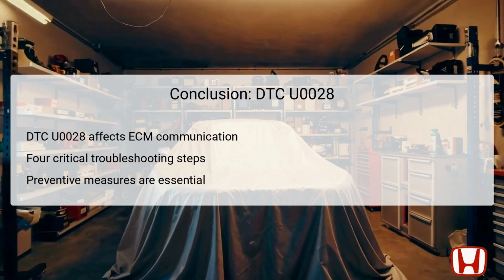Moreover, implementing preventive maintenance practices such as regular software updates and inspection of electrical connections is crucial in reducing the chances of this error recurring in the future. By understanding and addressing these factors, we can ensure that the Honda Civic operates reliably and effectively.